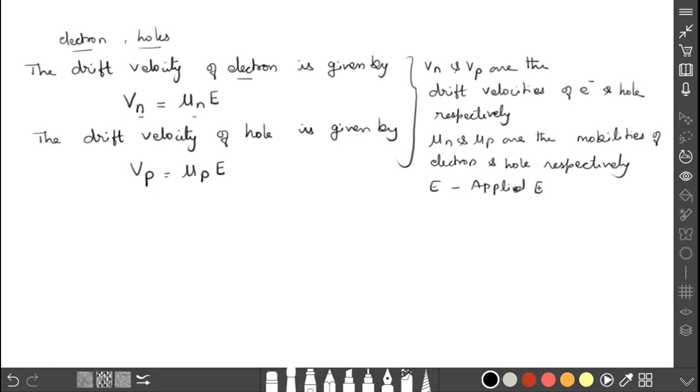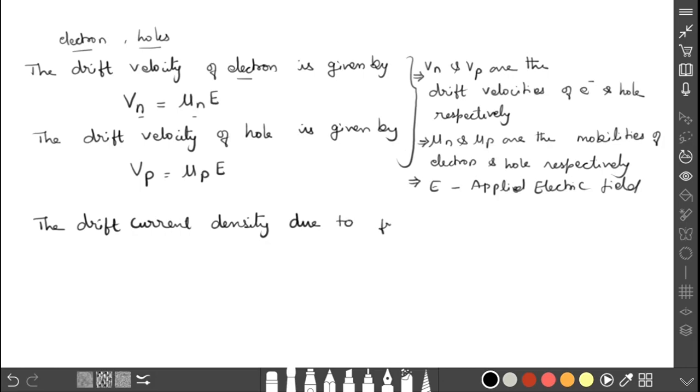Applied electric field, right? Applied electric field. Okay. What is the next step? Now I am going to write the drift current density. So what is the current density? How are we going to find it? The drift current density due to free electron is given by.